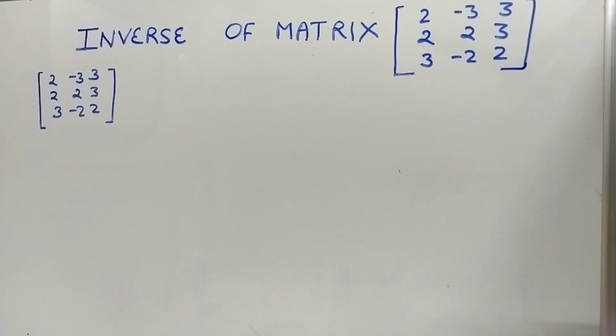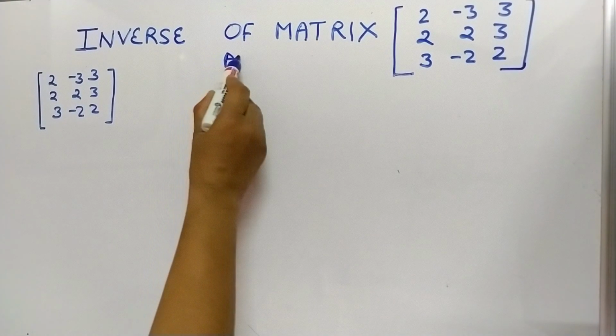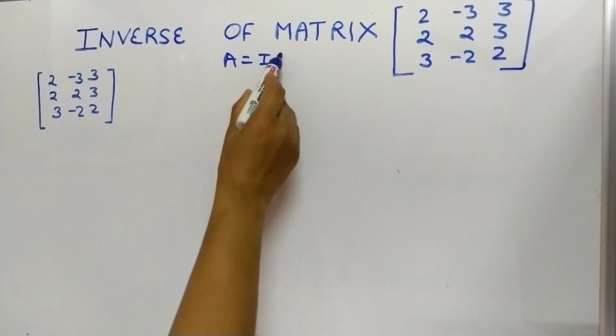So here I've taken a matrix of order 3 by 3 and we will try to find the inverse of this matrix with the help of elementary row operations. Now I've told you in elementary row operations, you can write A equals IA.